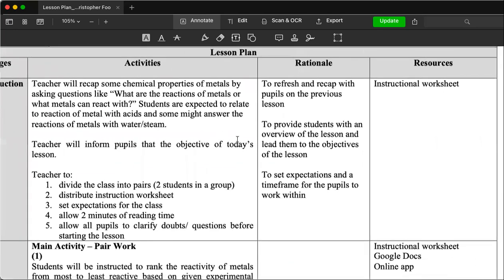The rationale for this session was to refresh and recap with pupils on the previous lesson, as well as to provide students with an overview of the lesson and lead them to the objective of this lesson, as well as to set the right expectations and provide the time frame for pupils to work within.